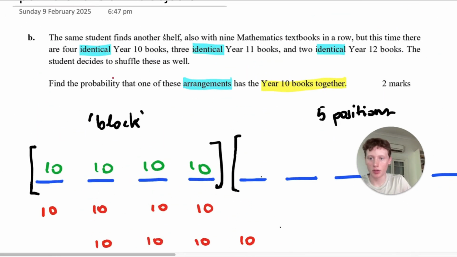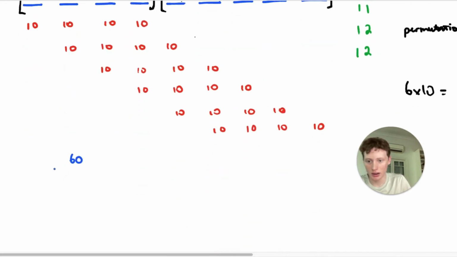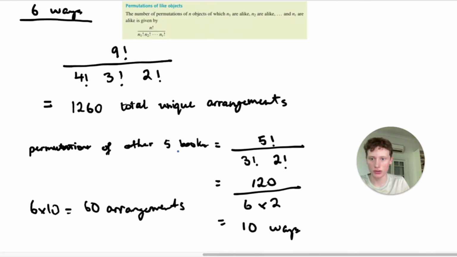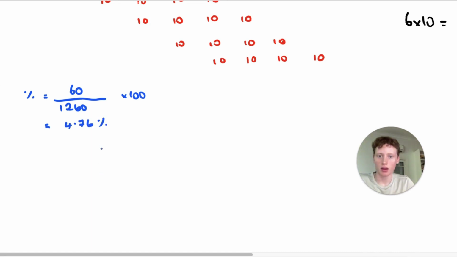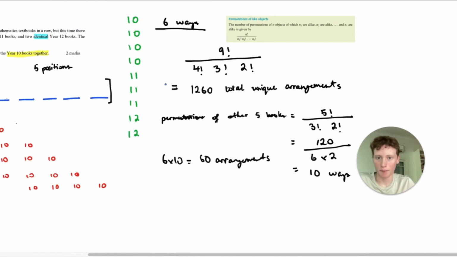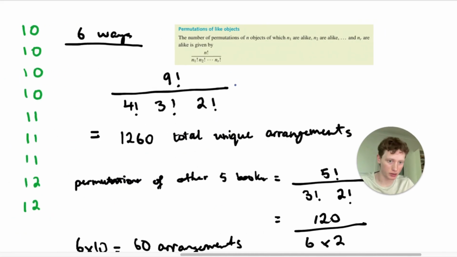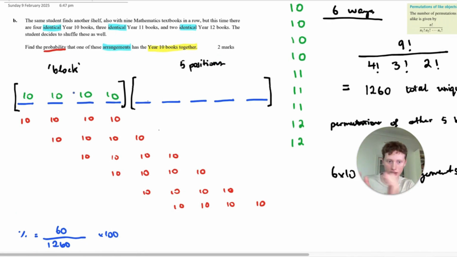But importantly, we want to find the probability here. So that's not just 60 ways, we have to find 60 divided by the total number of ways, which was 1,260. And we'll go percentage, so we have to times it by 100. That will give us 4.76%, which feels like a reasonable number here. So that's how I would approach it, using primarily the permutation of objects that are alike formula, and recognizing that we've got this block here that can appear in 6 different spots.